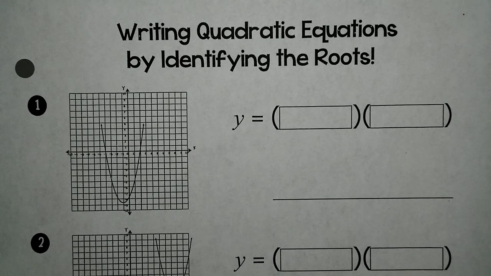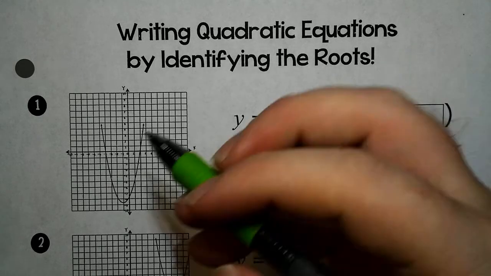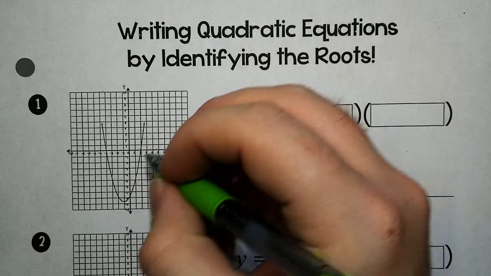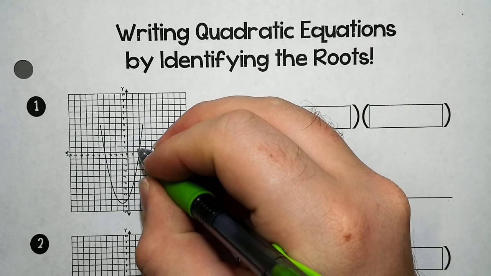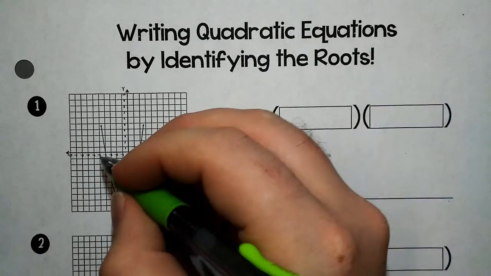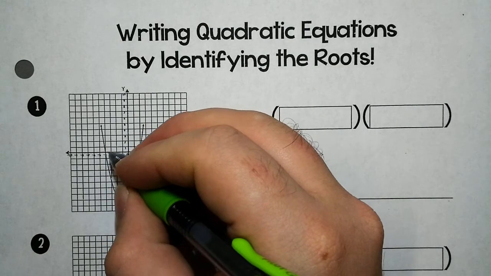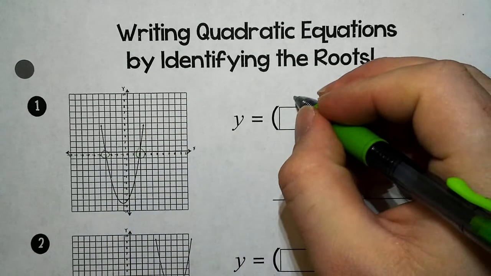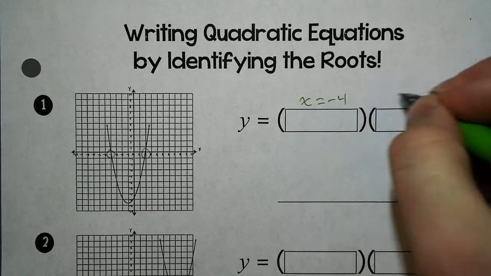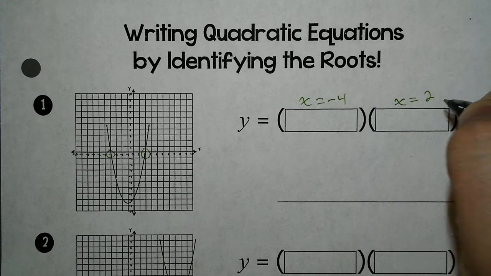Morning class. Today's notes we're going to go over identifying quadratic equations, writing quadratic equations by identifying the roots. Now, we know and we remember roots, zeros, x-intercepts, solutions, they're all the same. So let's identify the roots here. It hits my x-axis here at positive 2, and it hits over here at negative 4. So we know it's x equals negative 4 and x equals 2.